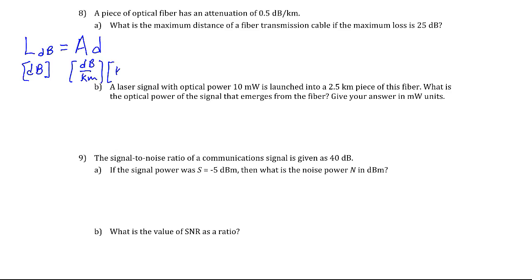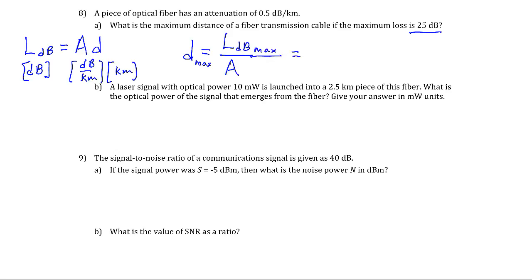Okay, so the dB of loss is dB per kilometer times kilometers. Now it asks us for the maximum distance of a fiber transmission cable if the maximum loss is 25 dB. So you can see here that the loss is proportional to the distance. So if I have a maximum loss for a given attenuation, I'm going to have a maximum distance. So basically I'm going to solve this equation for D, and I get D is equal to L in dB over A. And if you want, I could call this D max and this L dB max.